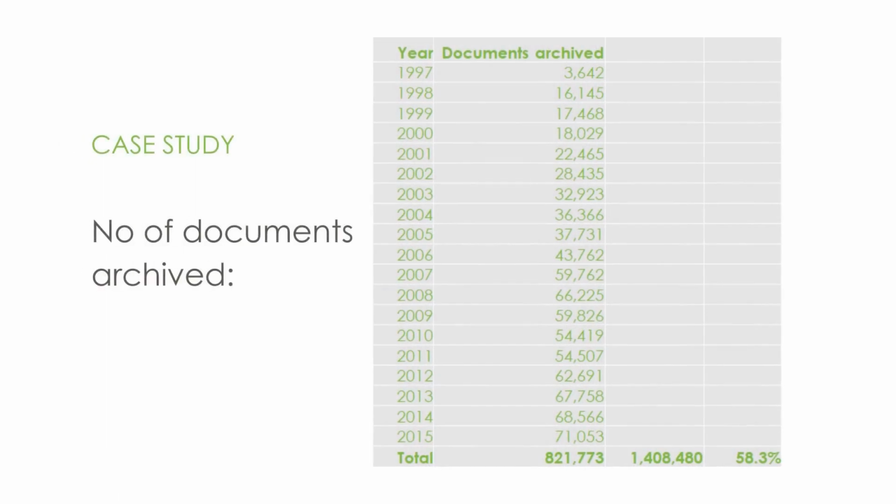Here is a table showing how many documents were archived each year, and as you can see, early in 1997, it was 3,642, and by the time of the last archiving in 2015, the number of documents per year had grown to 71,000.